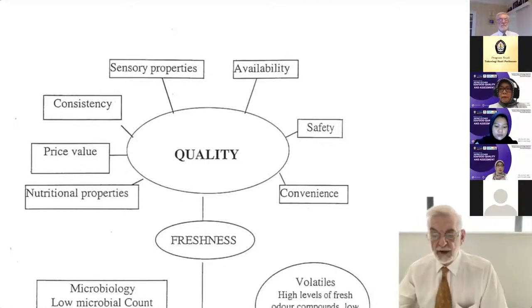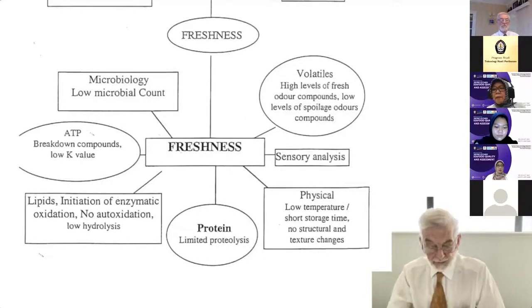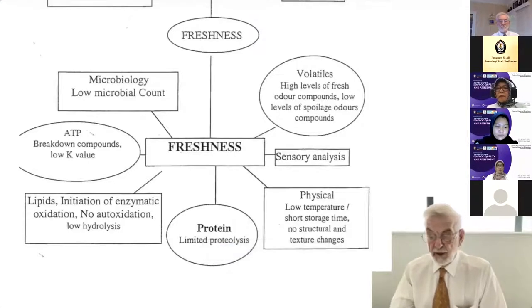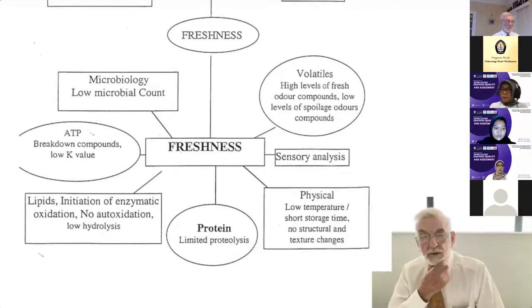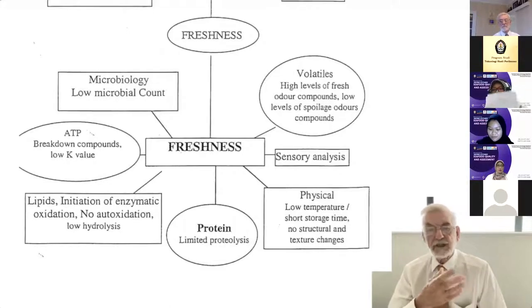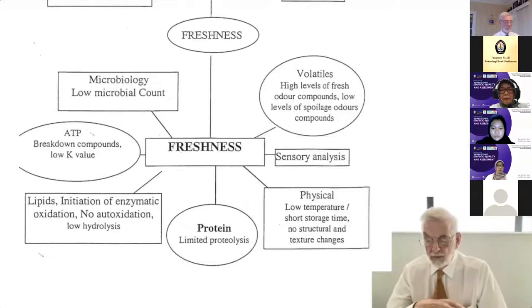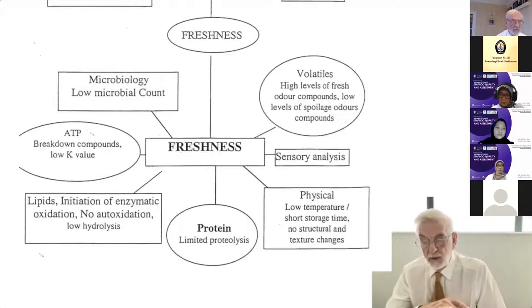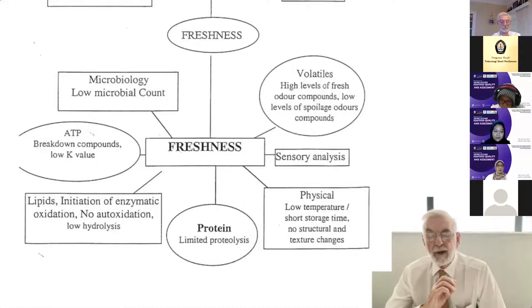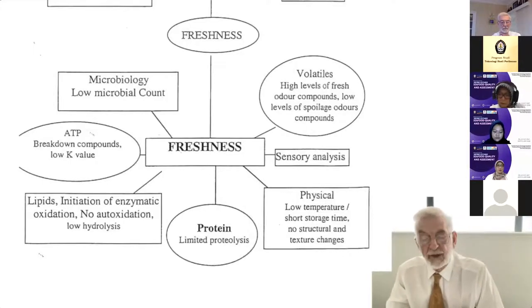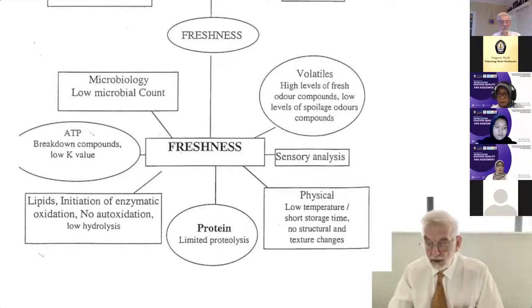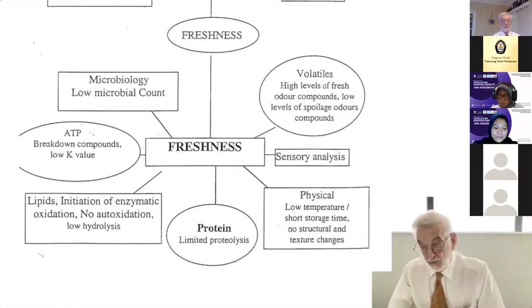Now, all of these factors feed into freshness, the second part of this slide. If we look at freshness, volatiles are an important aspect of this. What does it smell like? You'll smell the fish and say this is off. So we want low levels of spoilage odours and compounds. I'll be talking about this in this presentation. In the next presentation, when I'm talking about chemical methods, we will be looking at analysing some of these compounds, like trimethylamine, some of these volatile compounds that you can smell. Sensory analysis will follow in about 3 or 4 minutes. We'll talk about it in detail.